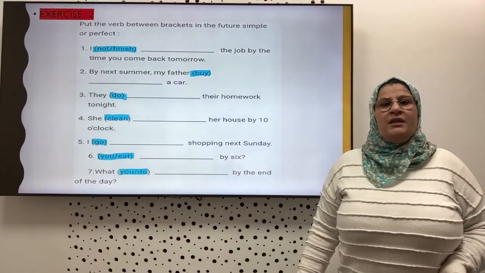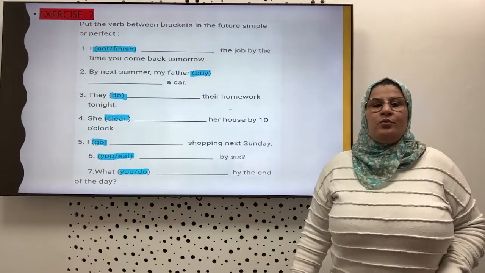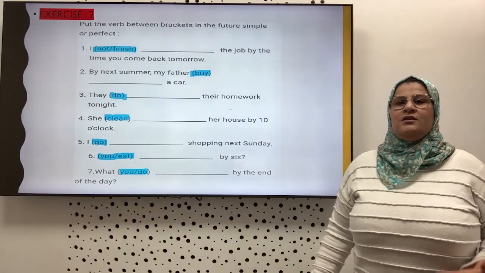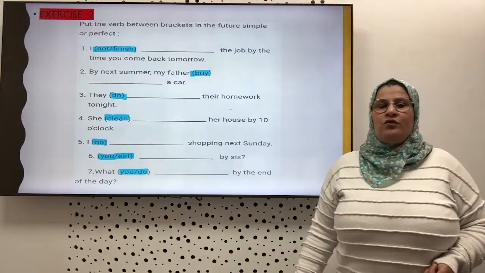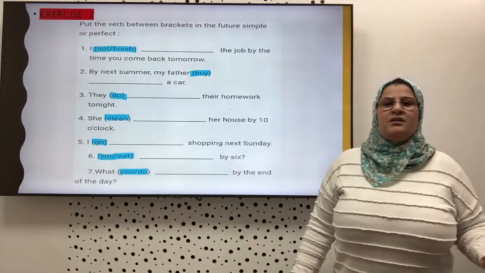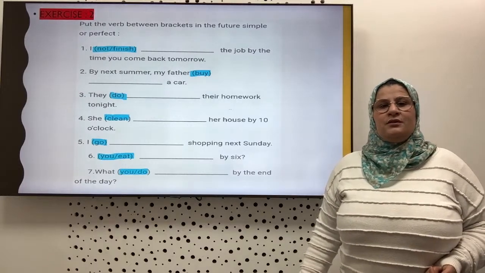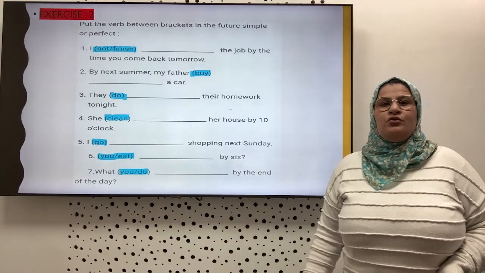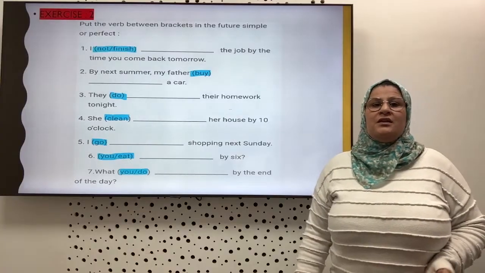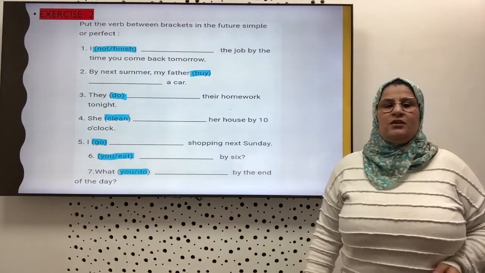Number 2, "by next summer, my father verb to buy a car." "By next summer" is another marker of the future perfect simple. We say, by next summer my father will have bought a car. Example number 3, "they verb to do their homework tonight." So we can say that they will do the homework tonight.